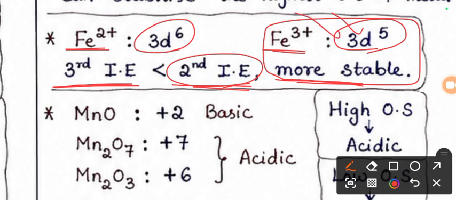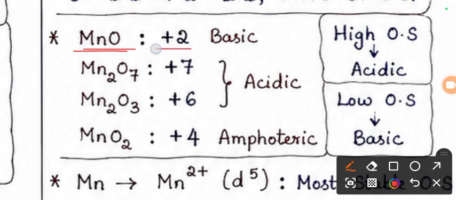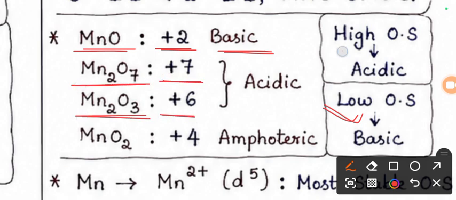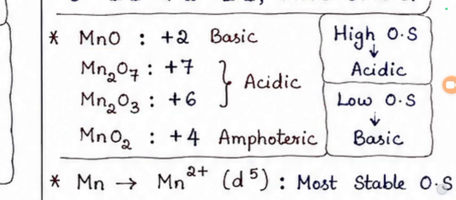And third ionization enthalpy is smaller when compared to second ionization enthalpy, because third ionization enthalpy leads to d5, the most stable electronic configuration. When you see the oxide nature, MnO has +2 oxidation state, and remember, low oxidation states are basic in nature. Mn2O7 has +7 oxidation state, and Mn2O3 +6. So high oxidation state leads to acidic metallic oxide, whereas MnO2 has +4 oxidation state, it is amphoteric. Remember, MnO2 is amphoteric, neither only base; it has properties of both basic oxide and acidic oxide.